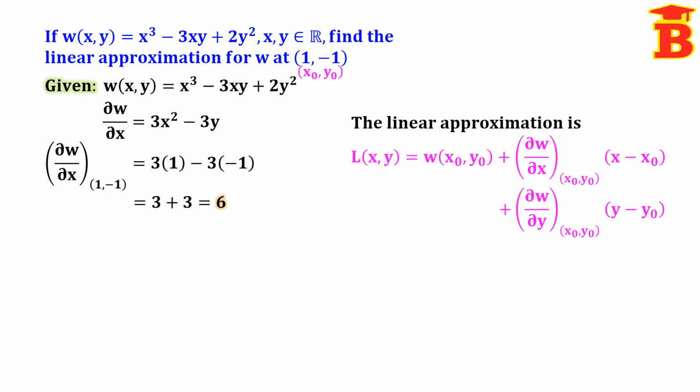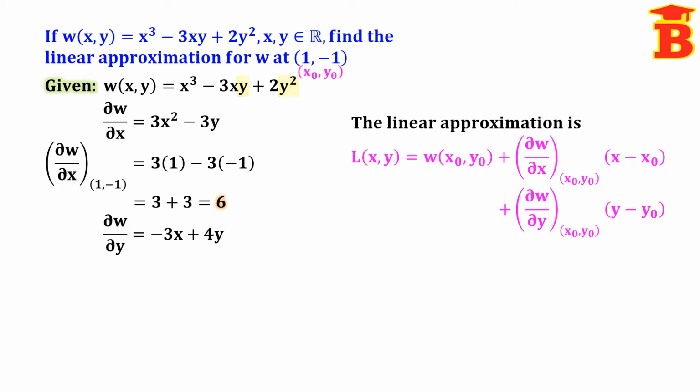Next we have to find dou w by dou y. So differentiate w partially with respect to y. So this is w. Here see the y terms only. So these are the y terms. Differentiate only the y terms. Here y differentiation 1. 1 into this minus 3x. Next this y square differentiation 2y. 2y into 2, 4y. So this is dou w by dou y.